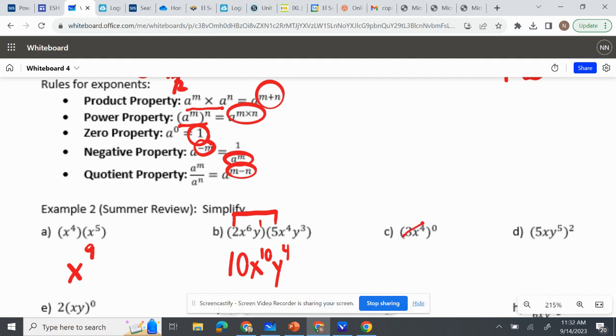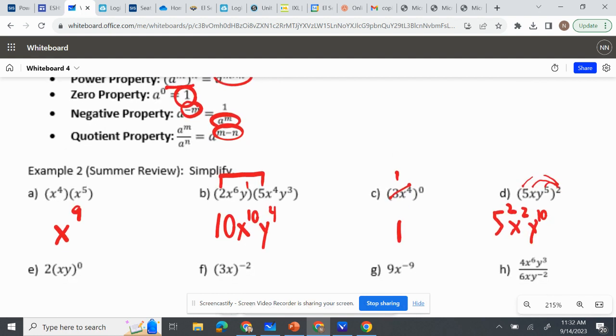Anything to the 0 power is 1. When we square something, make sure that you distribute the 2 to each of them. So that would be 5 squared, x squared, y to the 10th. 5 squared, of course, is 25. So 25 x squared y to the 10th.